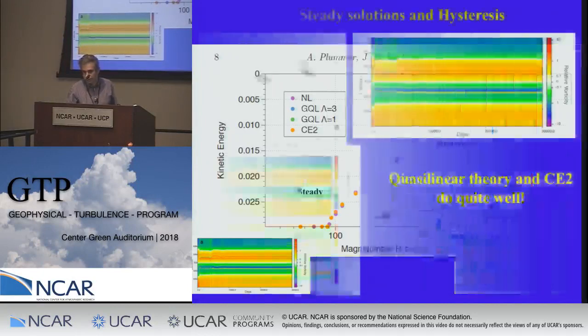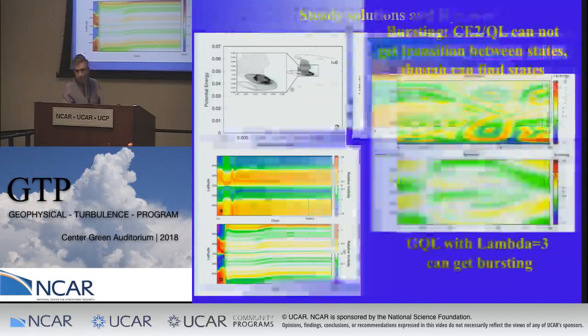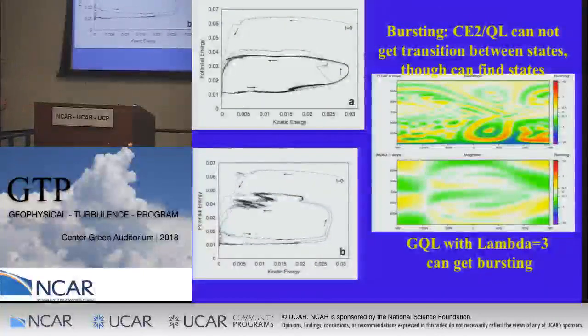but it does manage to reproduce the relaxation oscillation, which I think is quite interesting. So just to recap, for the steady type solutions, the quasi-linear theory and CE2 do quite well. They're very good at reproducing this. This is the DNS and this is the quasi-linear theory. But when we have this kind of relaxation oscillation, you need to go to a generalized quasi-linear approximation to be able to reproduce this bursting behavior.